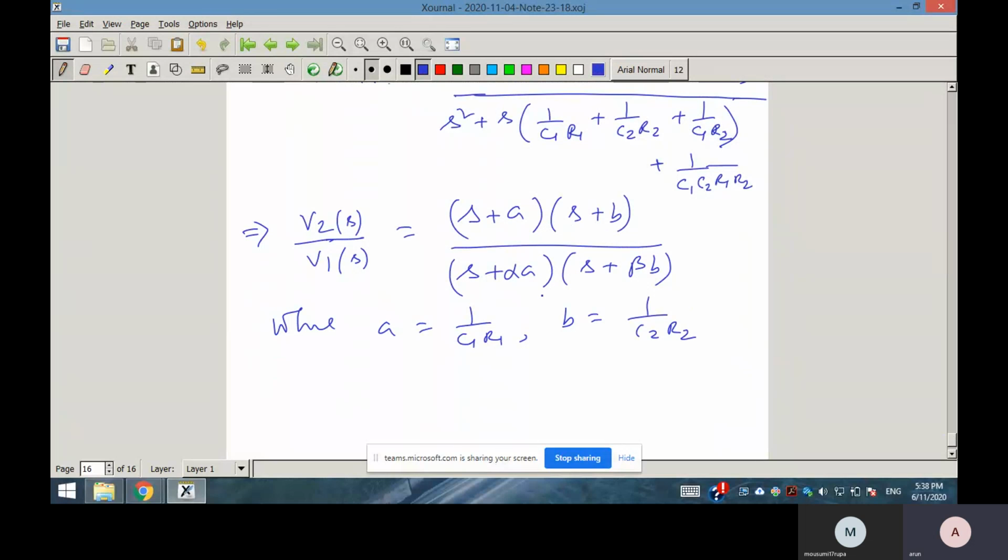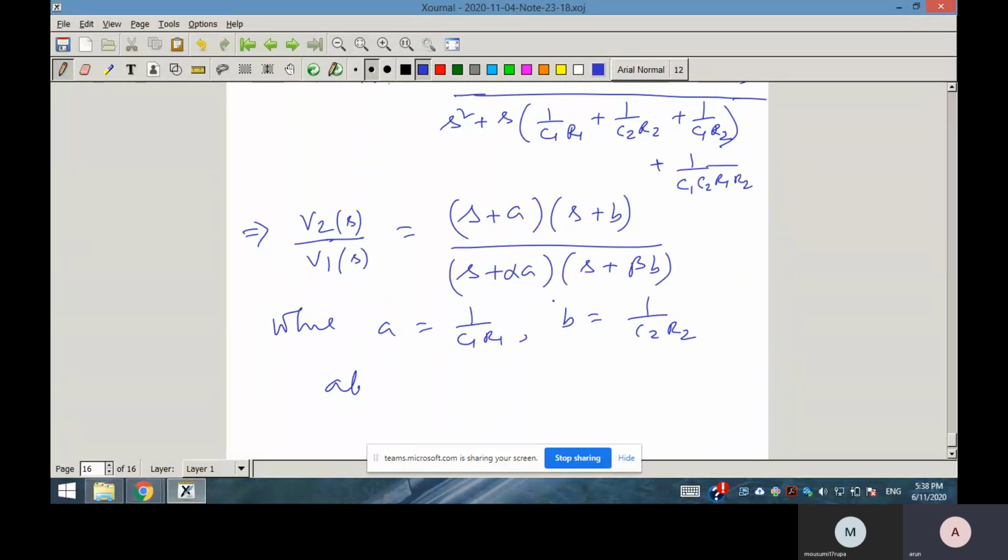Alpha beta is 1, so alpha beta into AB should be equal to 1 by C1 C2 R1 R2. So alpha beta equal to 1. So A into B is C1 R1 C2 R2 is satisfying. That is fine. Then 1 by then alpha A plus beta B.